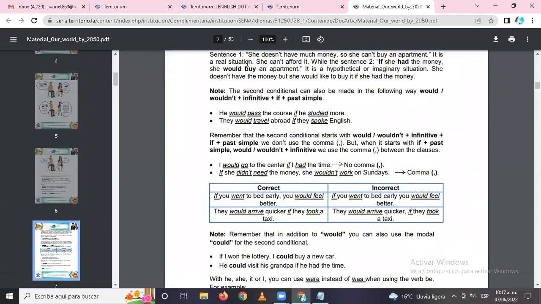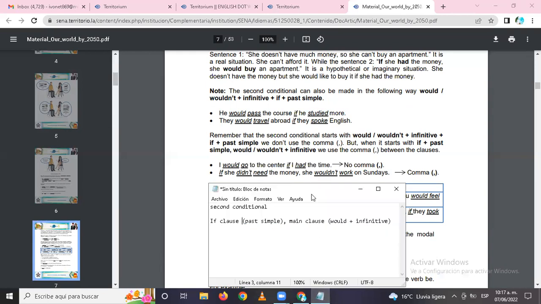Here the explanation, sentence 1, she doesn't have much money, so she can buy an apartment. It is a real situation. She can afford it. While the sentence 2, if she had the money, she would buy an apartment, is a hypothetical or imaginary situation. She doesn't have the money, but she would like to buy it if she had the money. He will pass the course if he studied more. It's the same, but here we have the if in the second part.